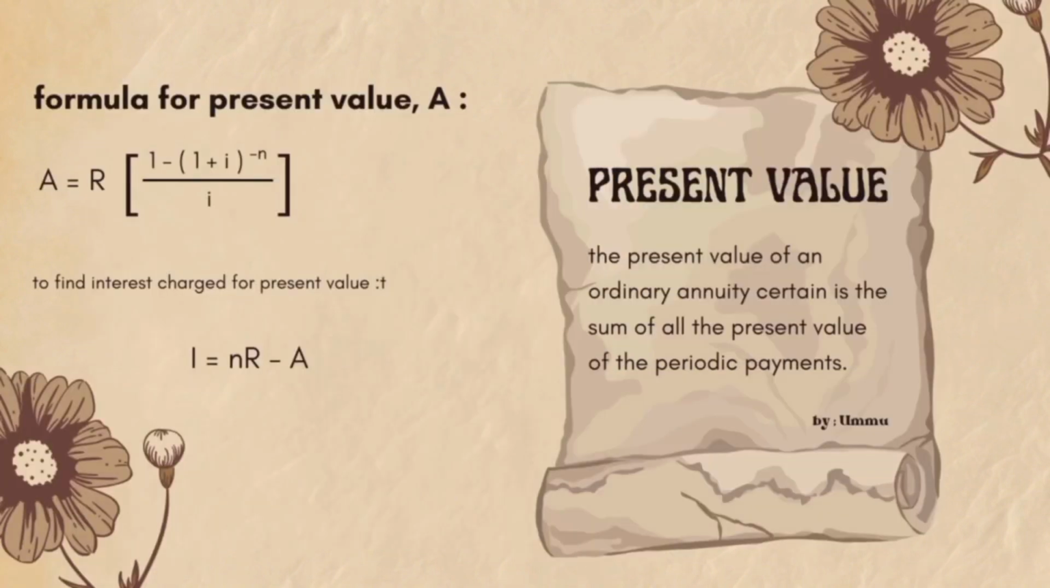While the present value, or initial value, of an ordinary annuity certain is the sum of all the present values of the periodic payments. The formula to find present value is A equal R in bracket 1 minus 1 plus I to the power of negative N over I. And to find the interest charge for present value is I equal NR minus A.